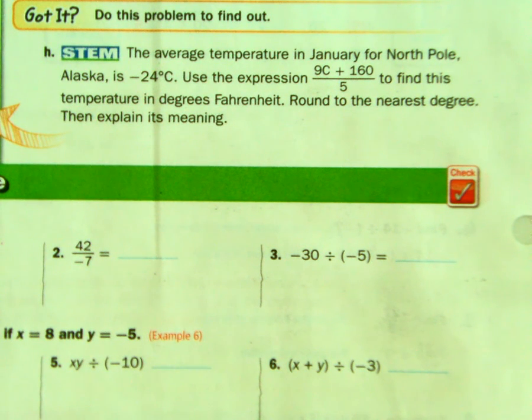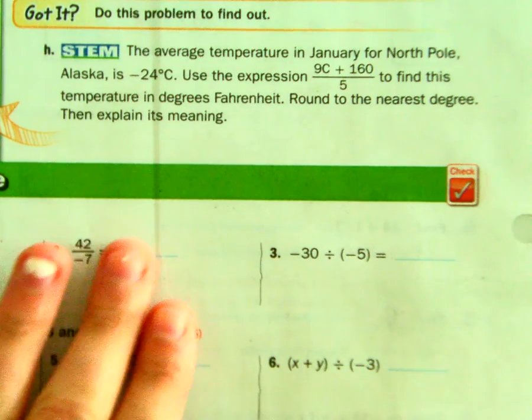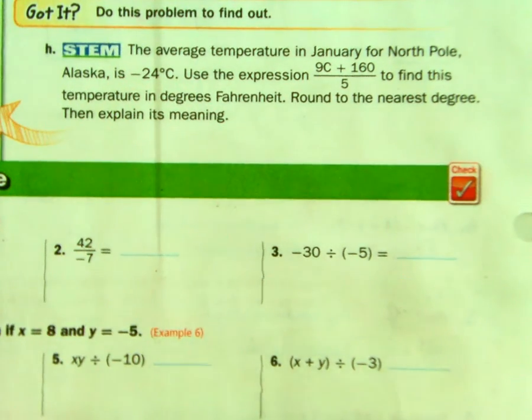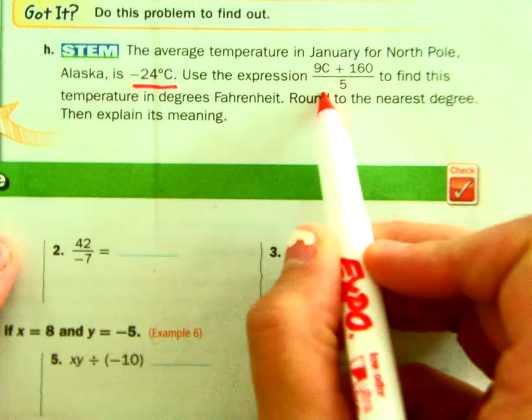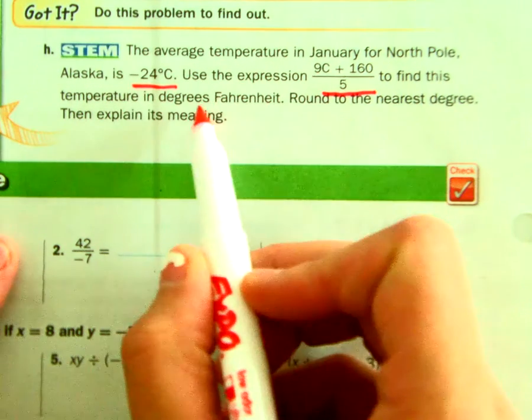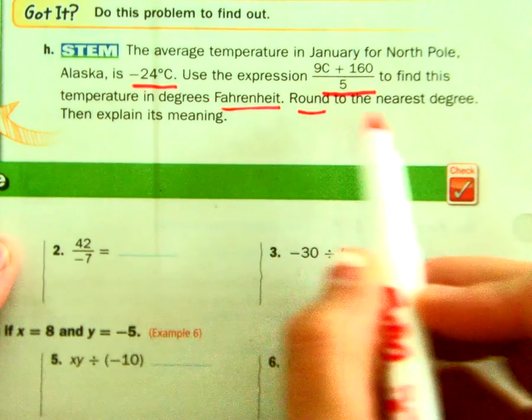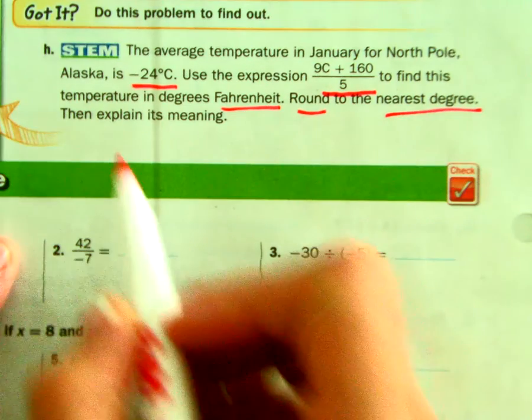Okay, so again, when we're working with word problems, we need to pick out what is important to us. What do we need to know? Well, we know that the average temperature is negative 24 degrees Celsius. We're going to use this expression to find degrees Fahrenheit, and we're going to round to the nearest degree. And then we need to explain it.